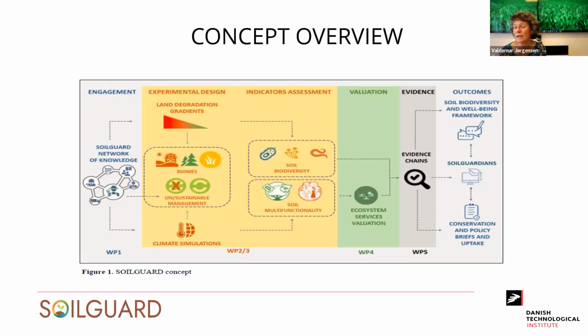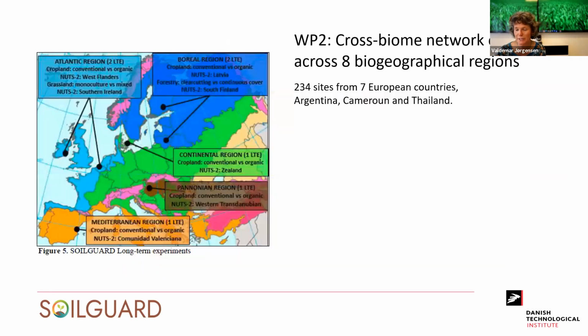Another outcome will be an app, a Soil Guardian app, that decision makers can use to feed in what kind of practices you are currently using, and then the app will respond to you: what can you possibly do if you want to change the conditions for the soil biodiversity? We will address politicians and decision makers both nationally, in the EU, and even globally. So that's the short overview of the project.